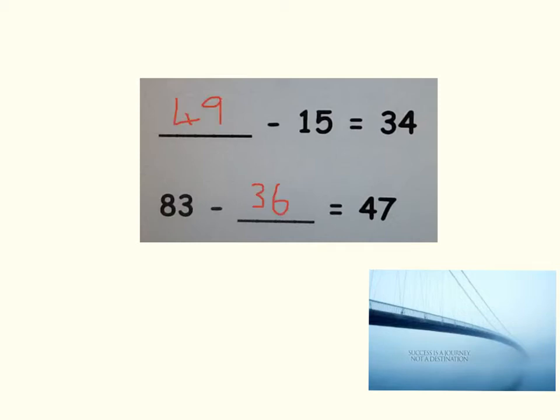In the first example, I've got to reverse the effects of taking 15 away here, do the inverse by adding 15 to 34 to get me to 49. 49 take away 15 is 34. In the second example, it's a little bit different, because here, 83 and this number have a difference of 47. I actually need to do 83 subtract 47, finding the difference between 47 and 83 to find the missing number. In this case, I would count on from 47 to 77, and then another 6 to get to 83.